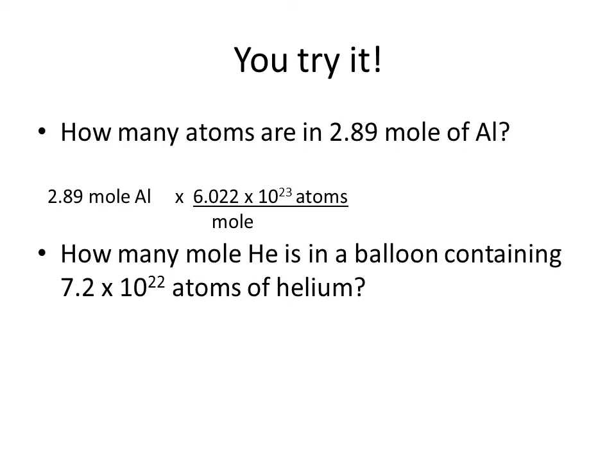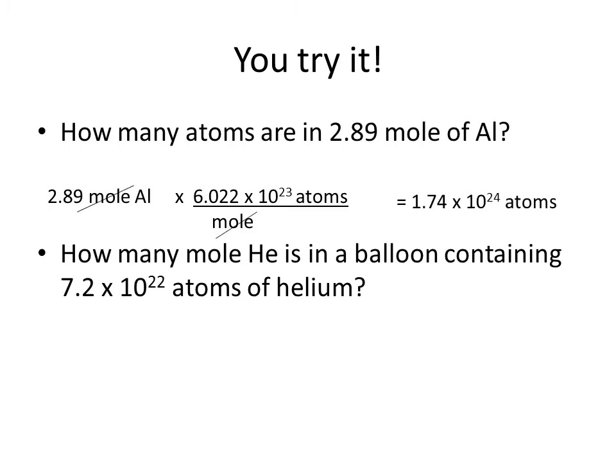To do this first problem, you write your given, 2.89 mole aluminum. Then you write your conversion factor so that mole cancels out. So mole must be in the denominator and atom in the numerator. The fraction must be equal to 1, so you put 6.022 times 10 to the 23 with atom. Note, do not write 6.022 times 10 to the 23 with any other unit other than atoms or moles.